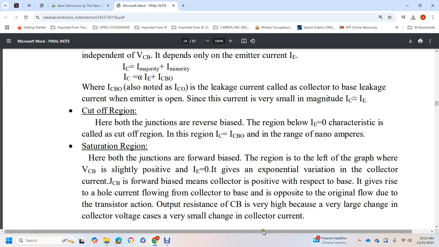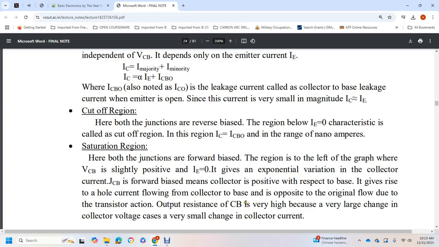Saturation region. Here both junctions are forward biased. It is the region on the left of the graph where the collector base voltage is slightly positive and the emitter current is equal to 0. The collector current varies exponentially with the collector base junction bias. With the collector forward biased, positive with respect to the base, a hole junction current flows through the collector to base, opposite to the original flow due to transistor action.